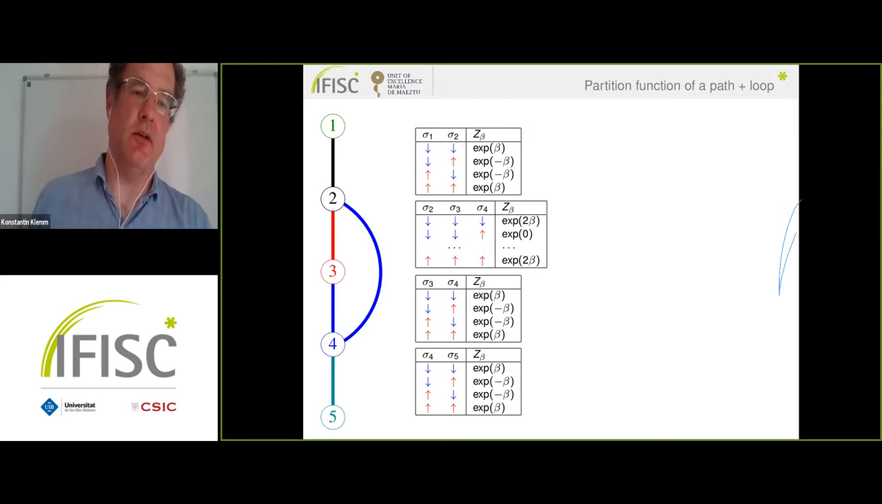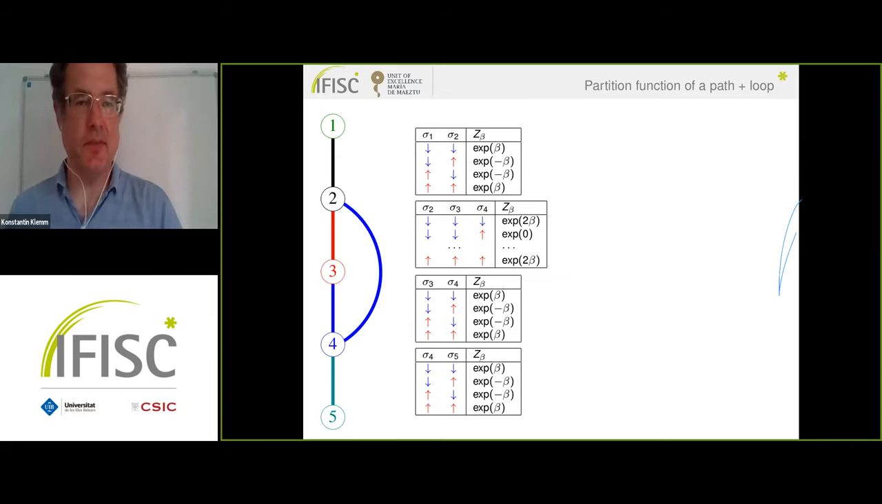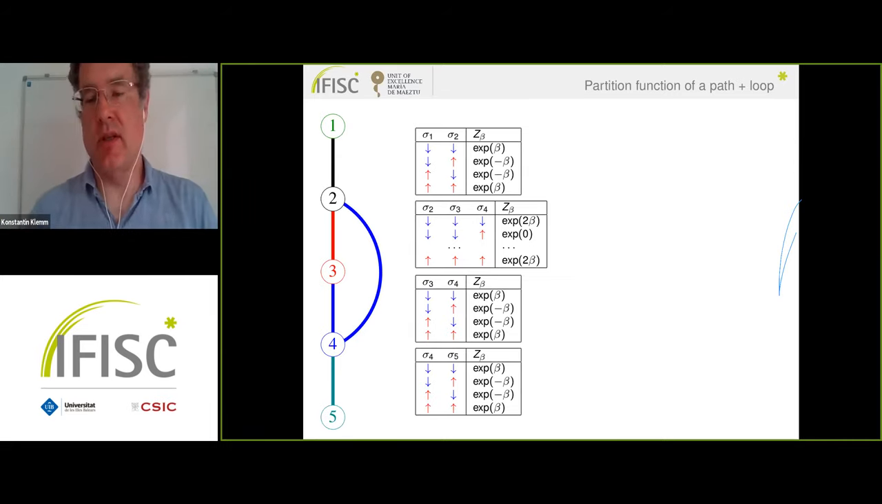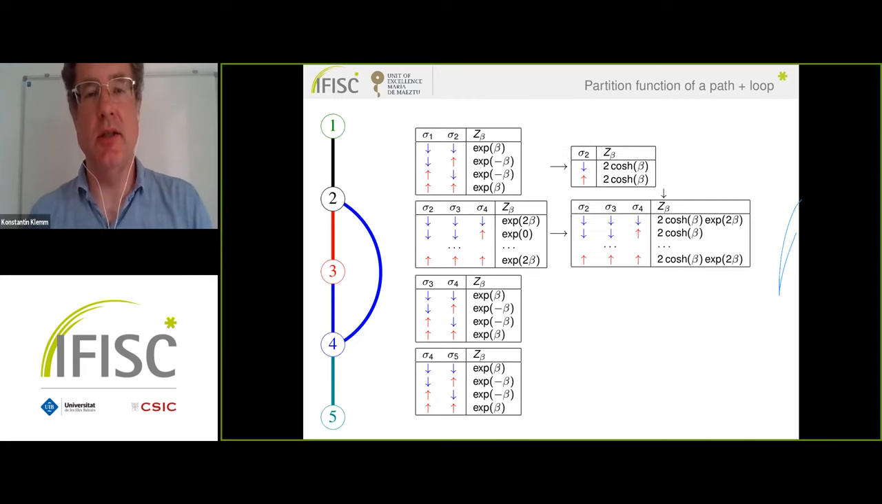So this is like a star, I mean node two with all its downstream neighbors. If two also had a connection with five, it would also be a star with two as a center and three, four, and five as leaves. And I can just do the same thing again. So sum out sigma one, then combine this table with that one.